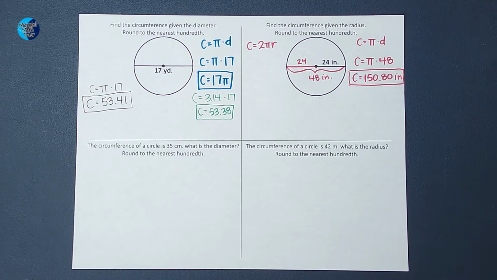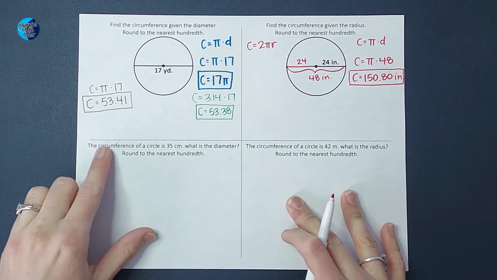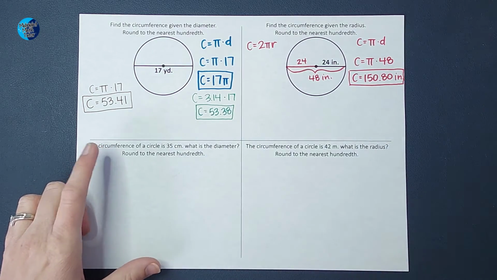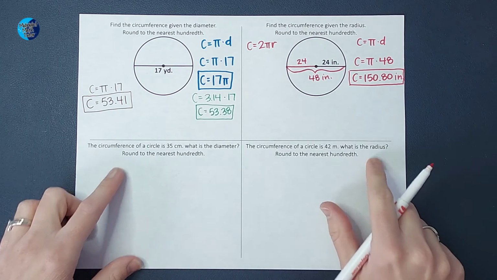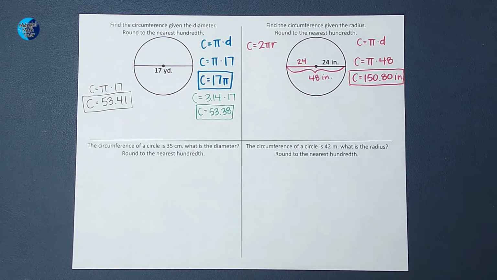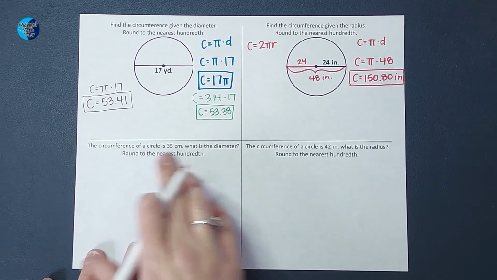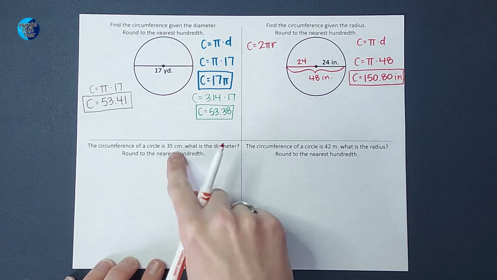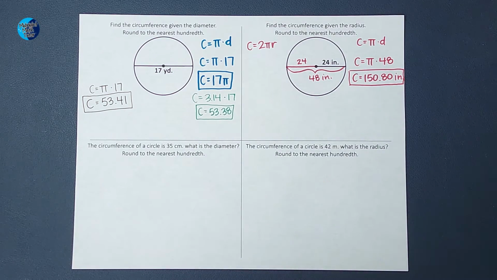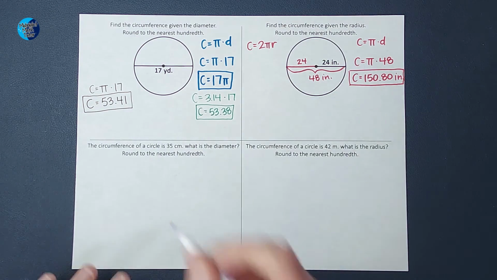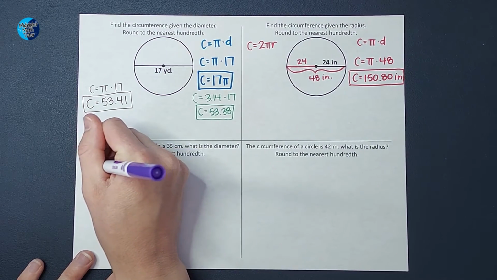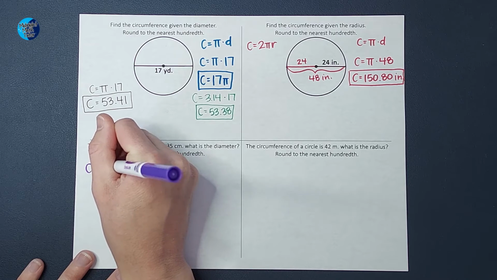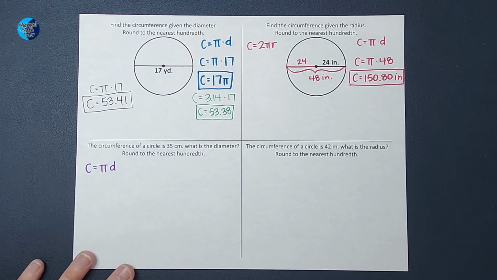Okay, now these two problems are giving me the circumference and they want me to find the diameter, and in this one, the radius. Okay, so we're really doing the same thing. It's just giving us something else. Okay, so the circumference, or around the circle, is 35 centimeters. What is the diameter? Well, remember that my circumference is equal to pi times the diameter.